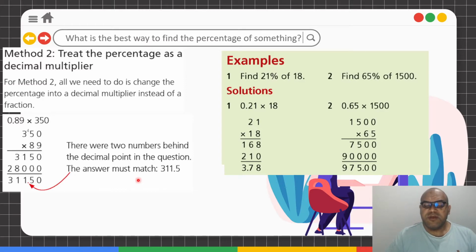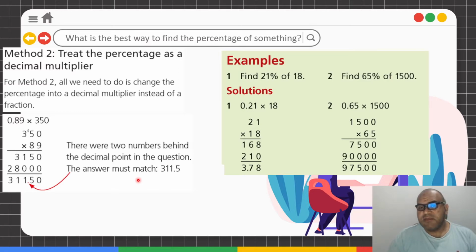And number 2, another method: 65% of 1,500. You just multiply by 0.65, and we got 975. Great. This is method number 2, the decimal multiplier. Great. This is the second method.